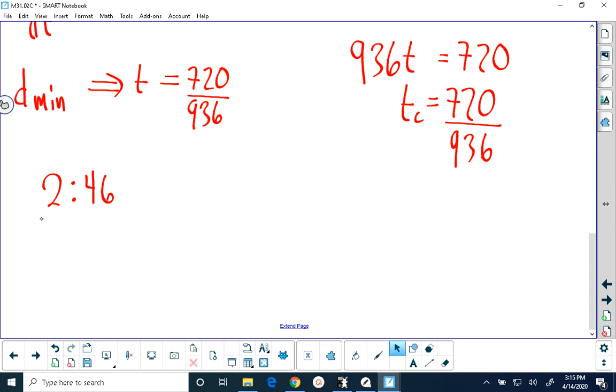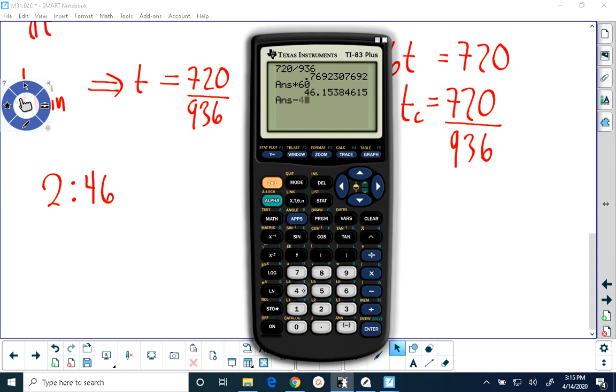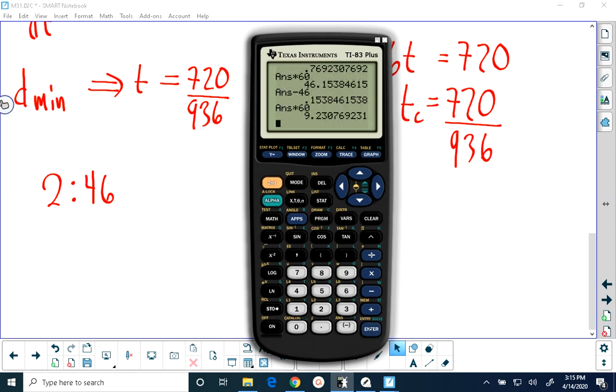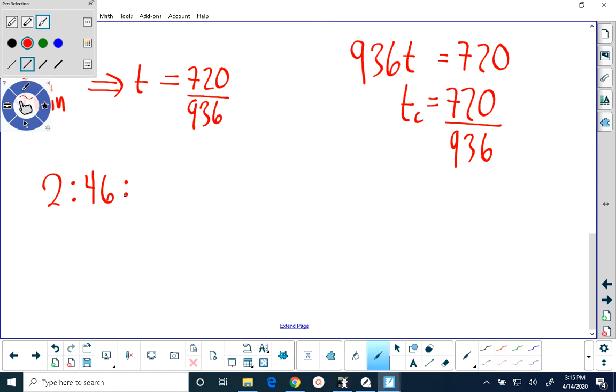And if you wanted to get really fancy, we could subtract that 46 minutes and take 0.1538 minutes and multiply by 60 to get it into seconds, so it's about 9 seconds. I mean, you're not landing people on a planet here, so I don't know that we need to be this precise. However, this is the time when the two ships or boats or whatever they are will be closest together.